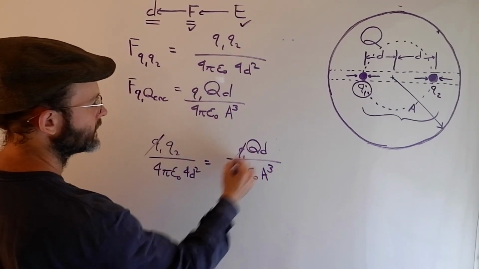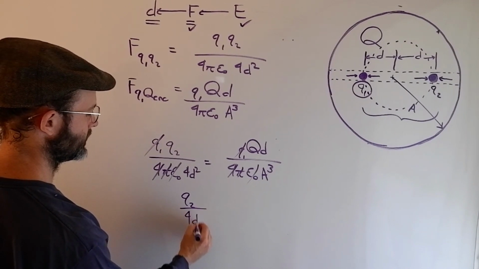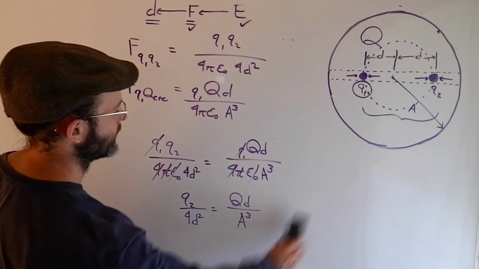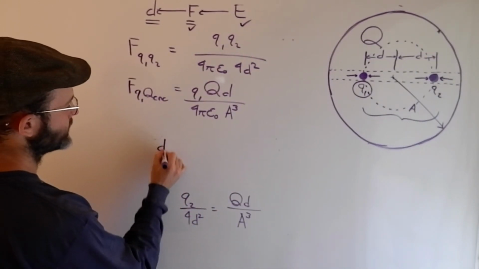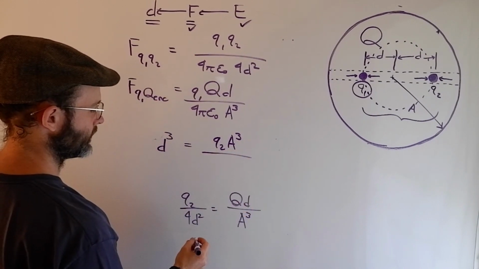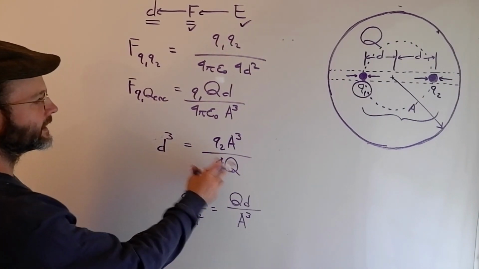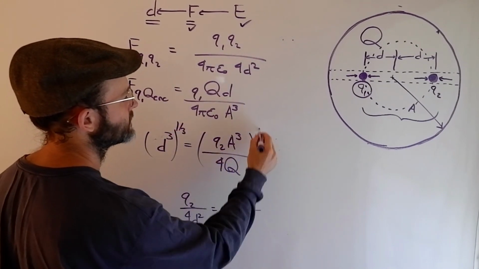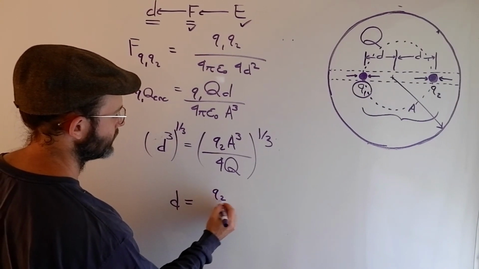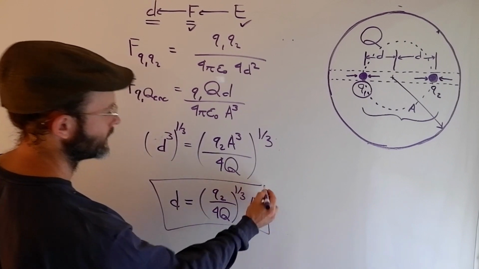All right, let's do some cancellation. 4 pi. And we have then simplified Q2 over 4d squared equals Q d over a cubed. Now we're trying to solve for d, so we're going to rearrange this slightly. And we'll have that d cubed is equal to Q2 a cubed over 4Q. All right, I think that is correct. Yes. And then if we take the 1/3 power of both sides of this equation, which we are allowed to do, we solve for d, and it is equal to Q2 over 4Q, the 1/3 power, times a. All right. And there you have it.